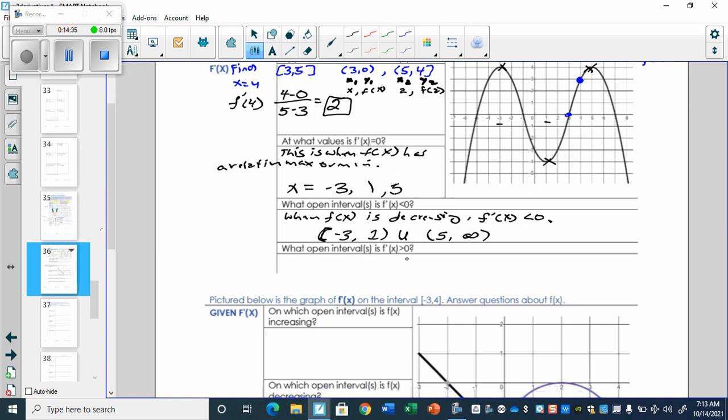What open interval is f prime of x greater than 0? When f of x is increasing, f prime of x is greater than 0. So intervals where it's increasing, right here, here, and that's it. So from negative infinity over to -3, union, and from 1 over to 5. Okay?